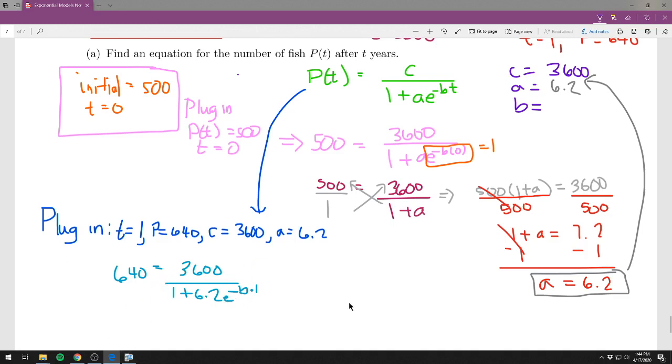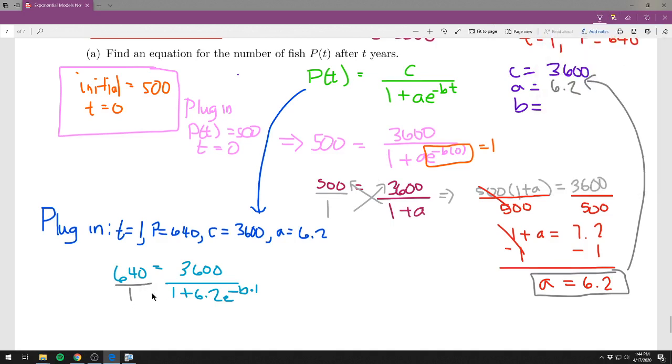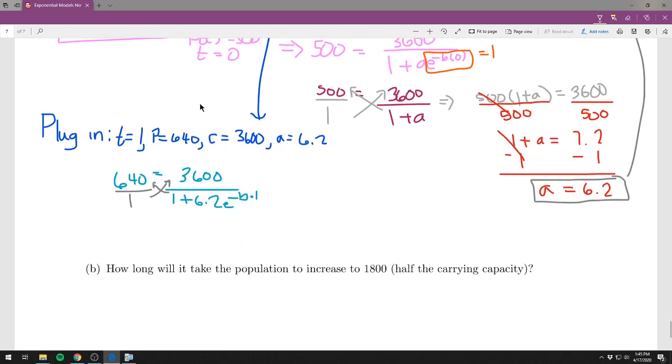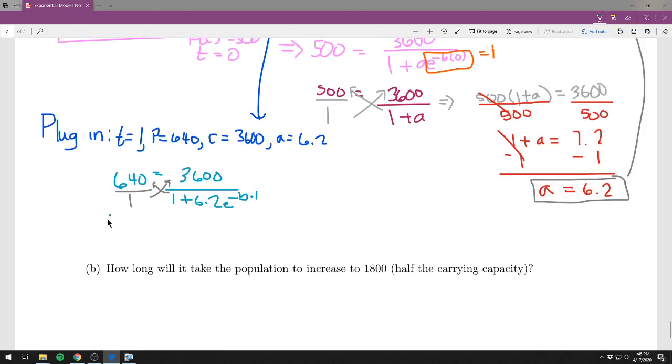But we will solve this the same way we solved the previous one, the same way we solved the one before that. Cross multiply. Get rid of that fraction. Always a good idea. Get rid of a fraction. So we go ahead and we cross multiply. We get 640 times the 1 plus 6.2 e to the negative b equals 3600. So we're just multiplying that by 1.